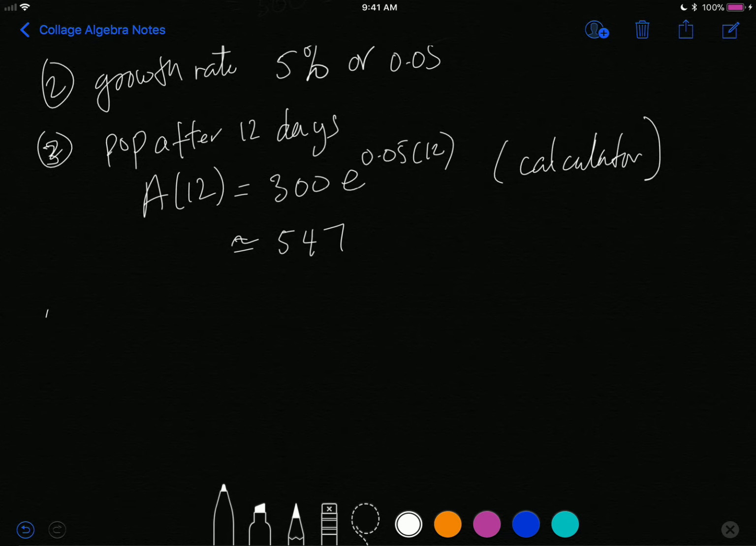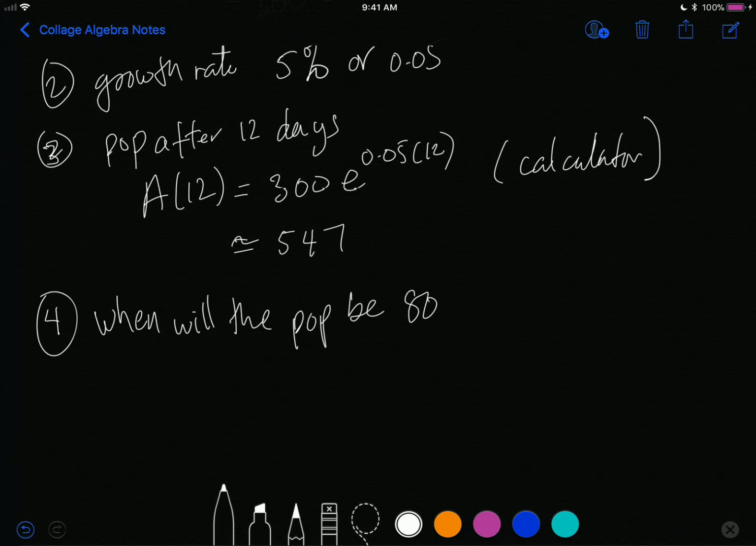Question number 4, which is a harder problem. When will the population be 800 flies? Well, the good news is we know it's going to be more than 12 days because the population is going to be higher than 547, right?